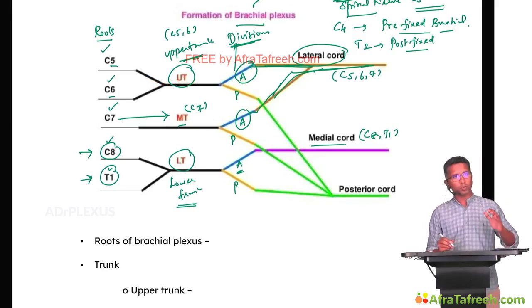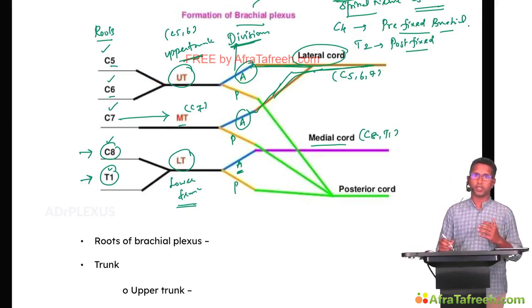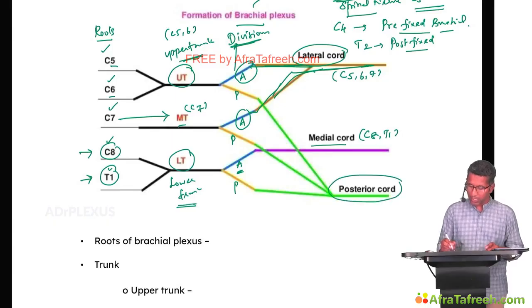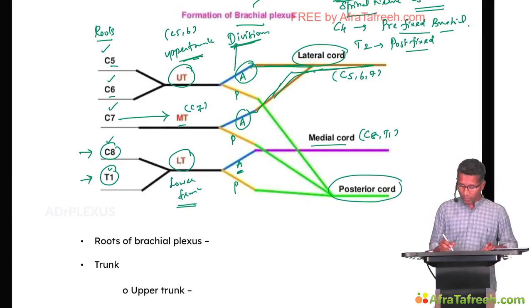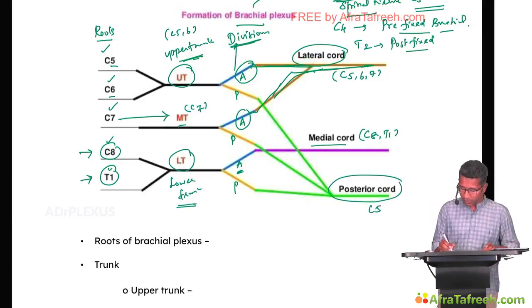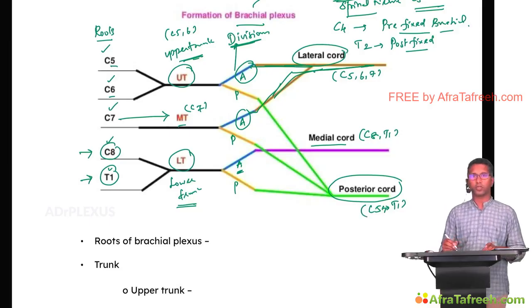Now what happens to the posterior divisions? All the posterior divisions join to form the posterior cord of the brachial plexus. So the posterior cord of the brachial plexus will have all the root values, from C5 to T1. It has got all the root values, guys.